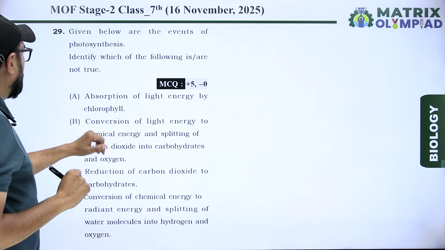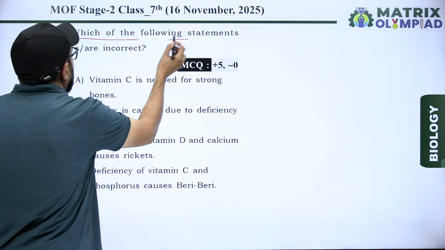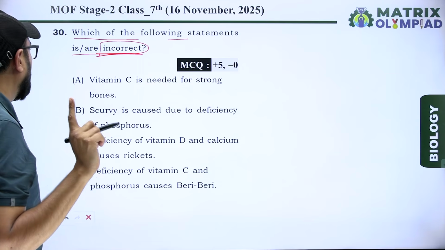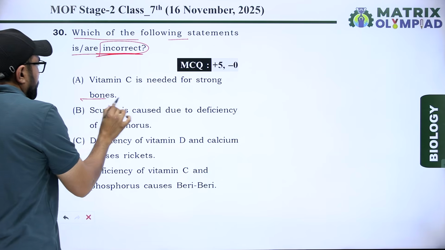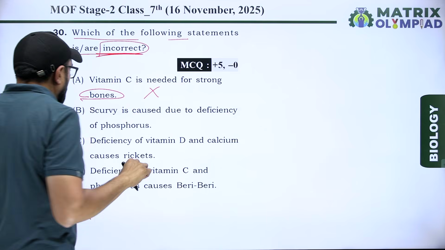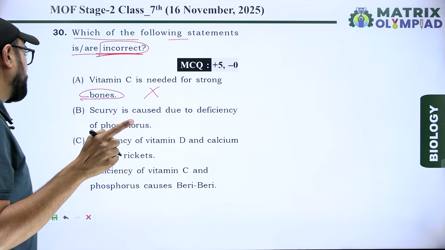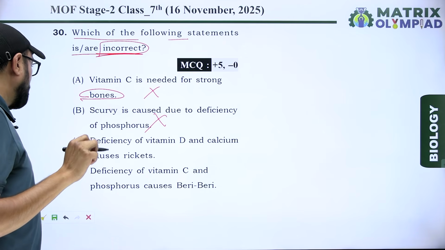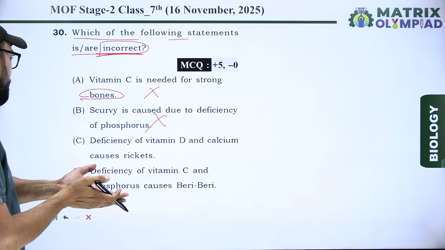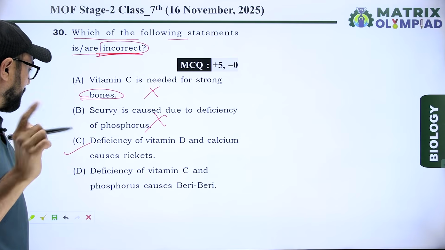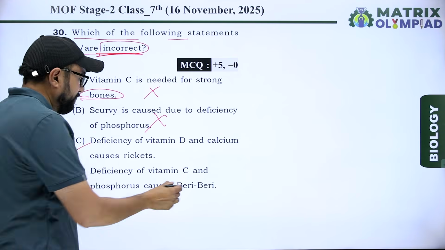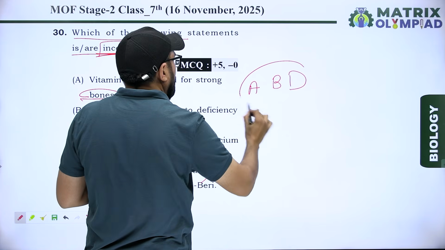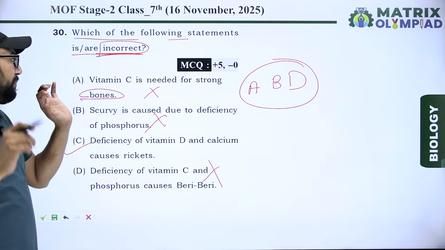Next, which of the following statements are incorrect? Incorrect means not right. Vitamin C is needed for strong bone. No, incorrect. Scurvy is caused due to deficiency of phosphorus. No, it is caused by vitamin C, so wrong. Deficiency of vitamin D and calcium causes rickets, right. And deficiency of vitamin C causes beriberi. No, no, no. A, B and D are the incorrect statements in the multiple choice.